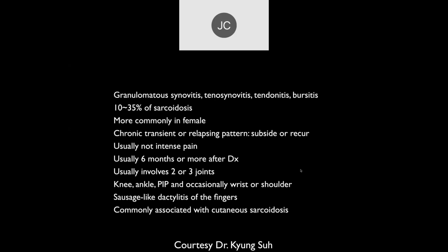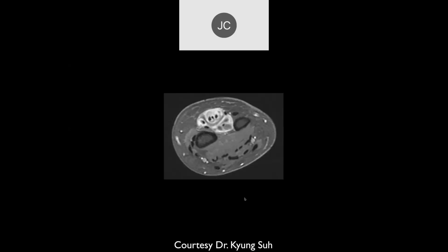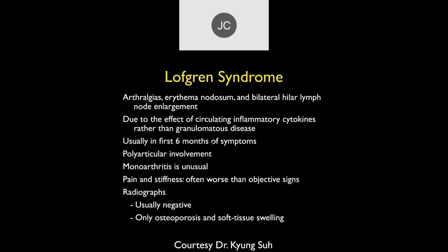And the tendons can also be involved. It's another disease that can produce sausage-like dactylitis of the fingers, which I'm not sure I've ever seen in this disease. Generally, when I've seen it, it's been in psoriatic arthritis. And here's the tenosynovitis that you can get. Looks like an inflammatory condition.